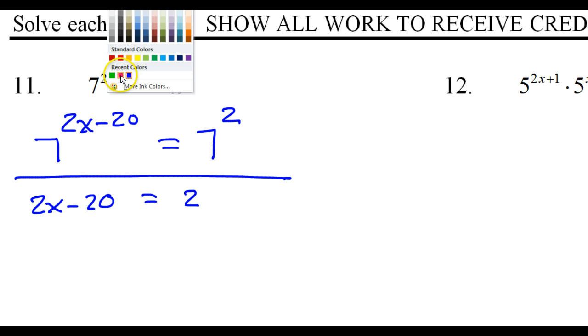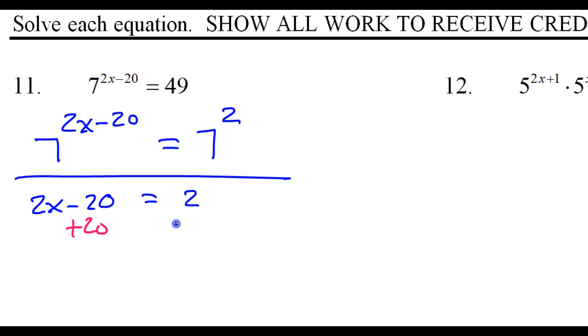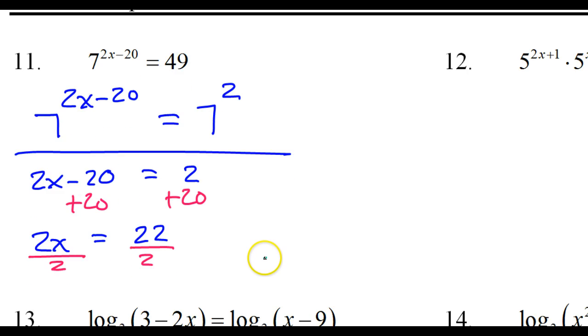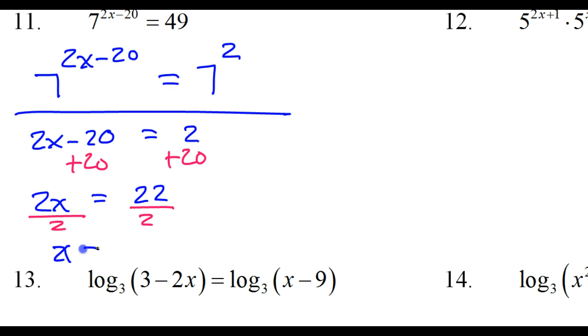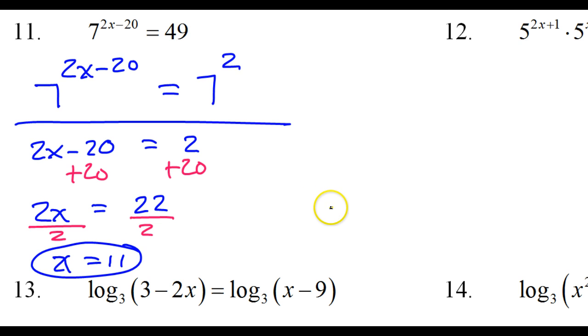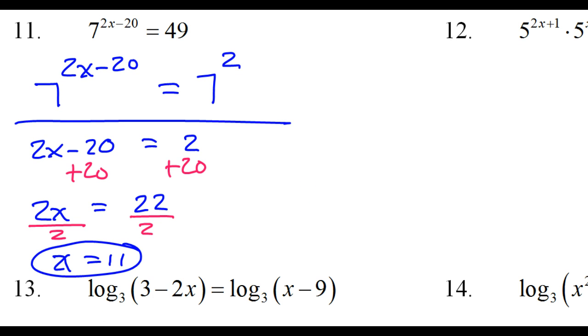And then we would add 20 to both sides. So that will give us 2x is equal to 22. And then if we divide both sides by 2, we get x equals 11. Okay, so that's one way to do it. Now, here's the other way.